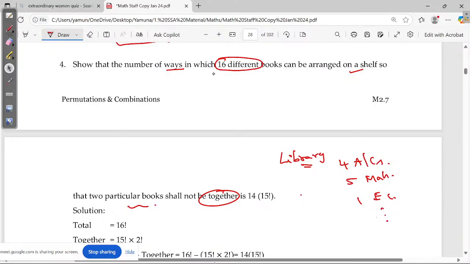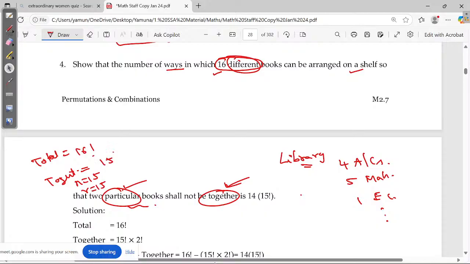And how many books are given in the question? 16 different books. It is not the same books, it's all different books. So that two particular books shall not be together. It's the same problem. In how many ways totally can you arrange it? 16 different books in 16 positions, so 16 factorial ways. If the particular books are always together, you should not take this as 16 different positions. You should take this as 15 positions, because these two books are now clubbed as one single position. So now you have n is equal to 15 and r is equal to 15, which can be done in 15 factorial ways.